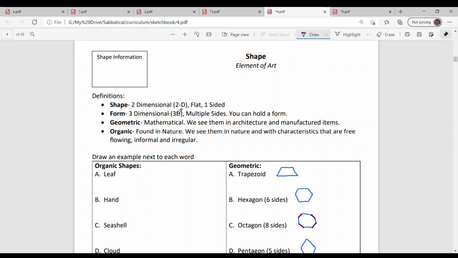Then they can be broken down into even more categories. So geometric are mathematical shapes. We see them in architecture and manufactured items. Organic shapes are shapes found in nature, and we see them with characteristics that are free-flowing and informal and irregular.